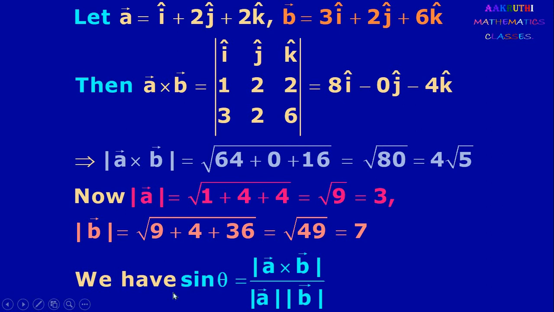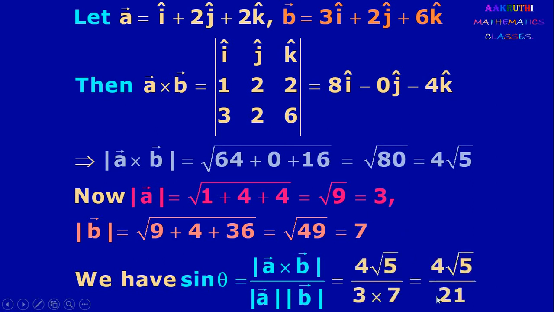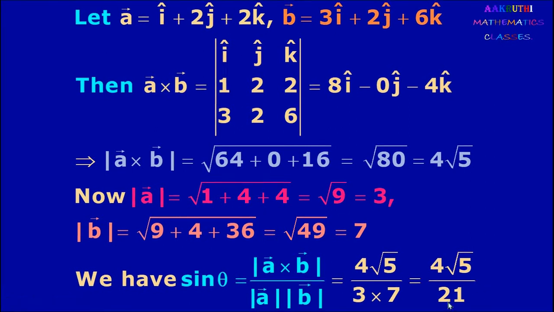Now we have the sin theta formula. Sin theta is the magnitude of A cross B divided by the magnitude of A into the magnitude of B, and it is equal to 4 root 5 divided by 3 into 7, which is 4 root 5 divided by 21. So therefore sin theta equals 4 root 5 by 21.